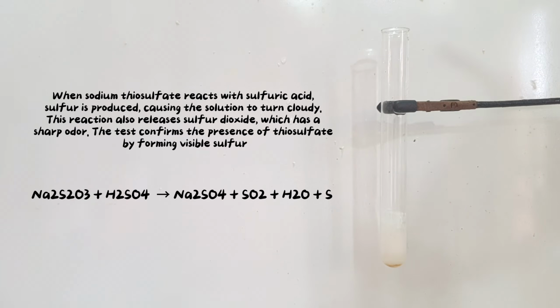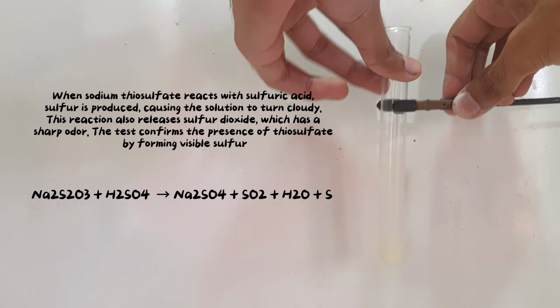When sodium thiosulfate reacts with sulfuric acid, sulfur is produced, causing the solution to turn cloudy. This reaction also releases sulfur dioxide, which has a sharp odor. The test confirms the presence of thiosulfate by forming visible sulfur.